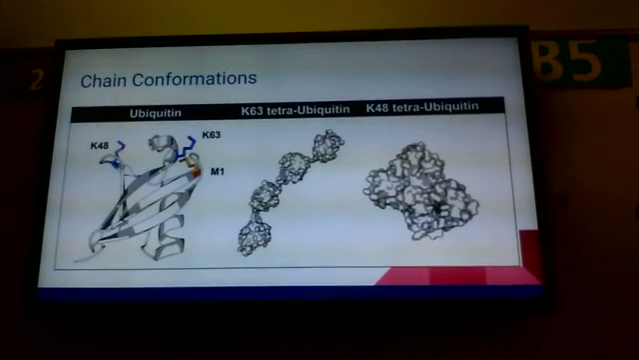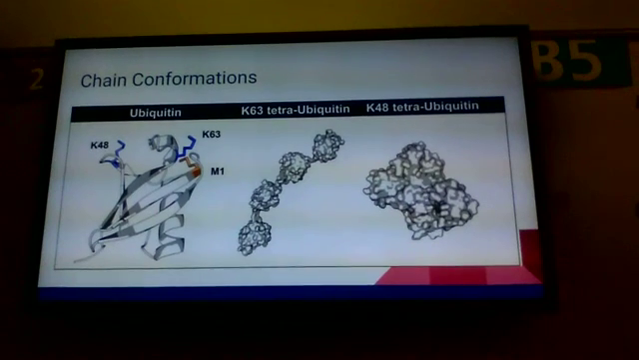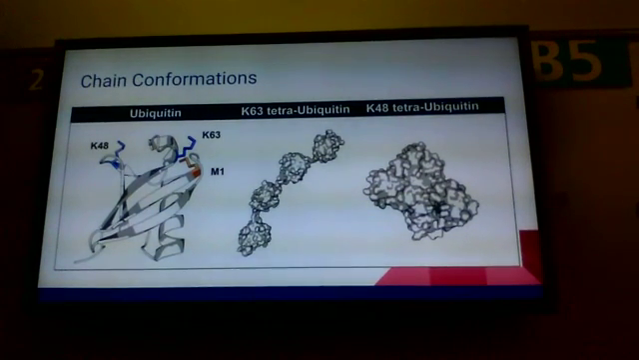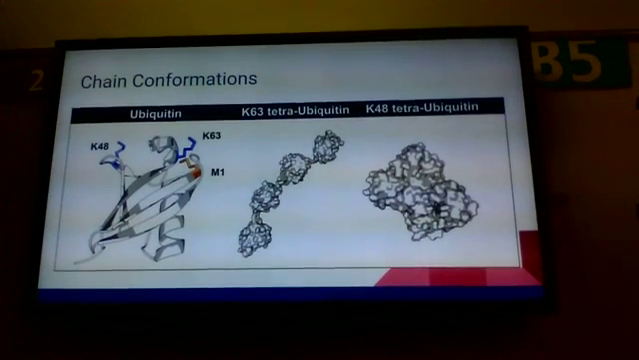Here you can see a very visual representation of the different types of chain, with K63 linked chains looking more like a beads on a string type model, and the lysine 48 chains looking more discrete and compact.